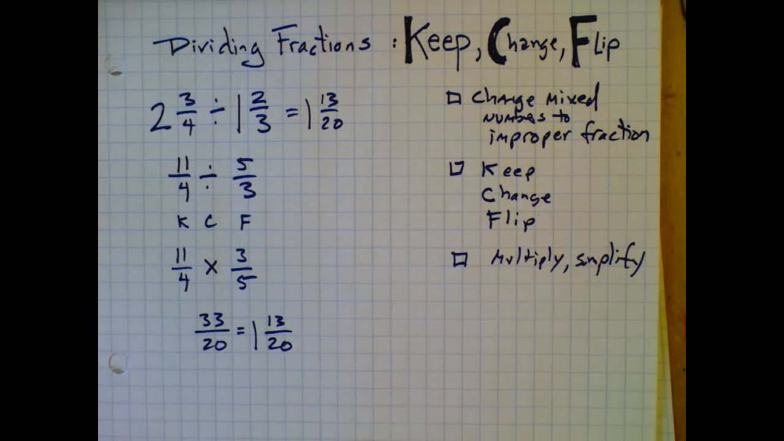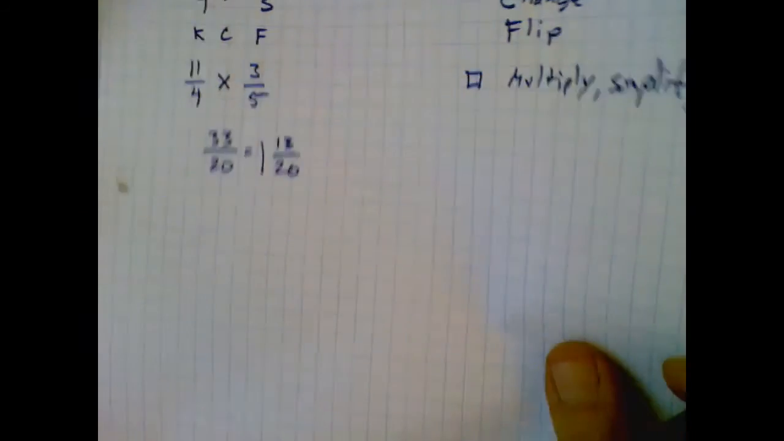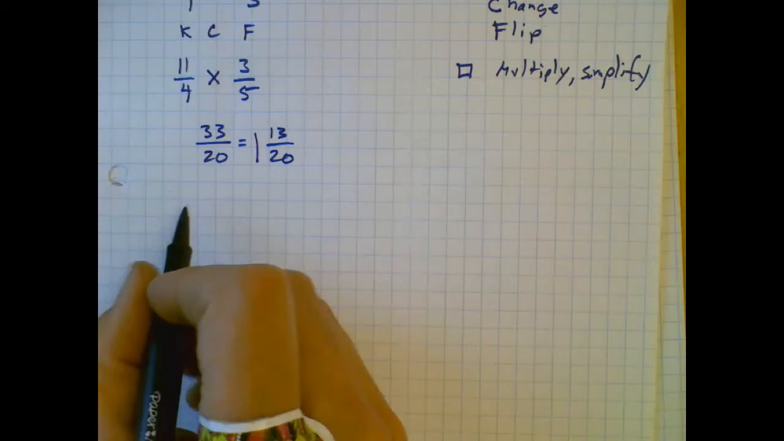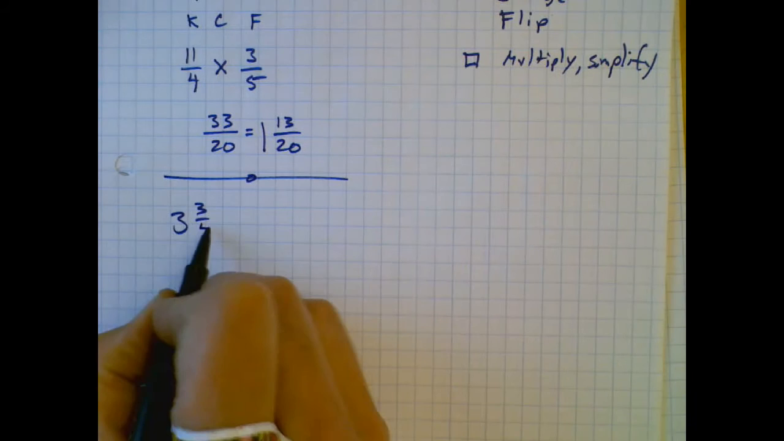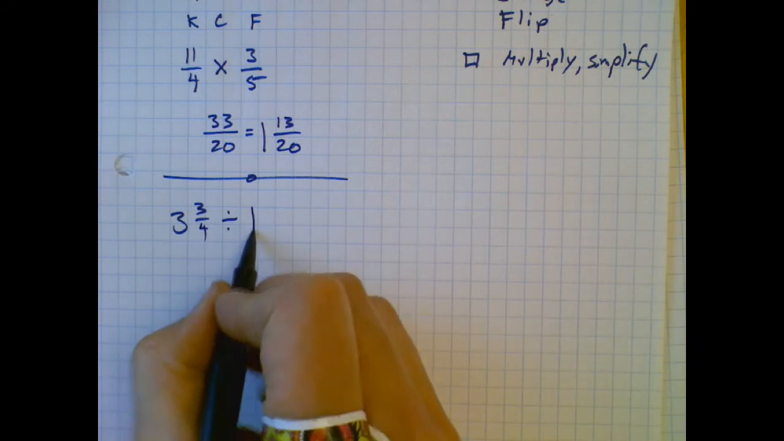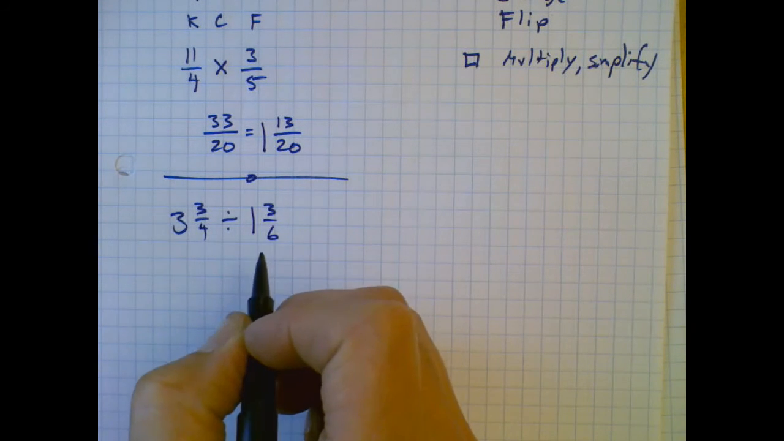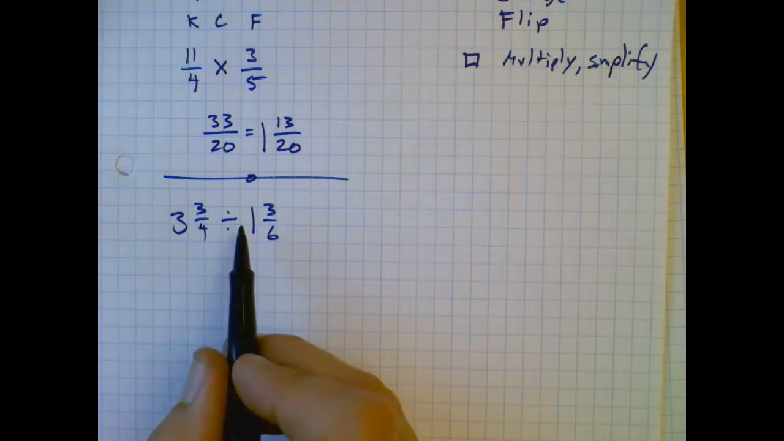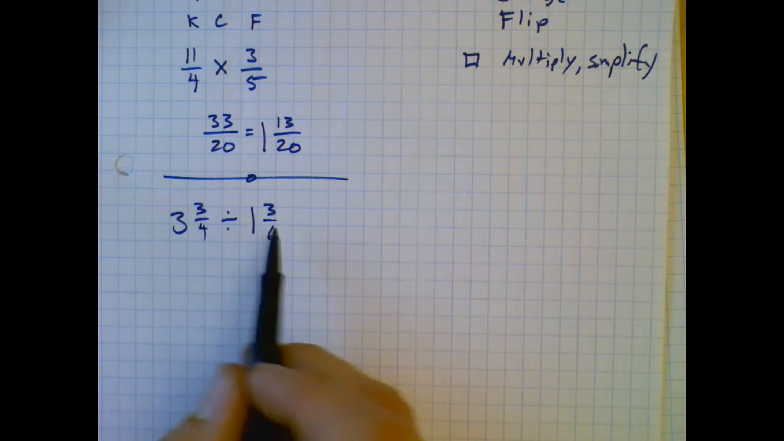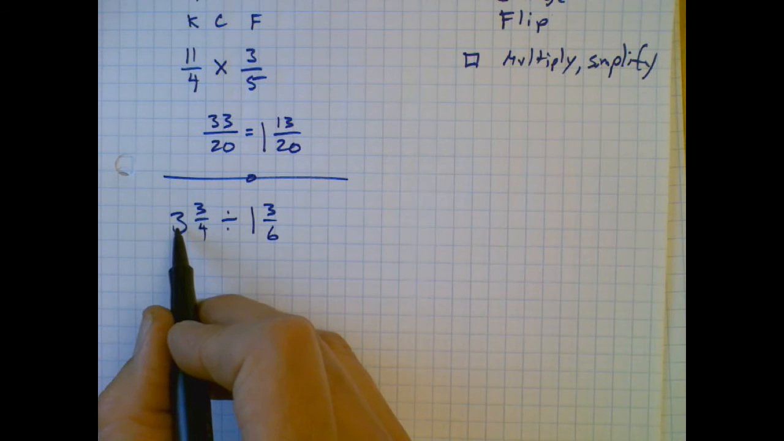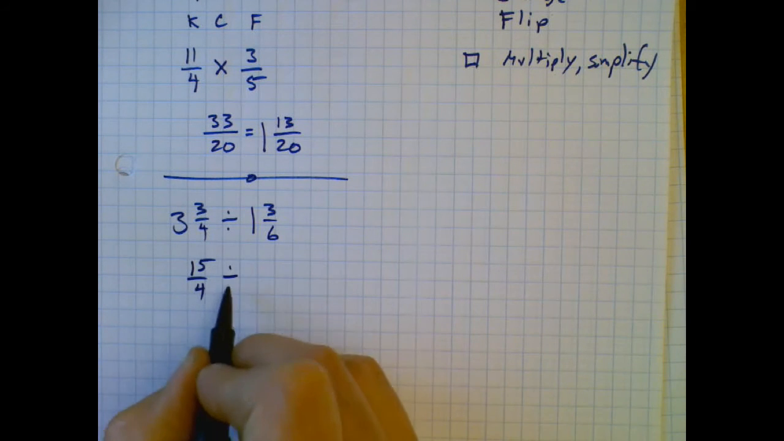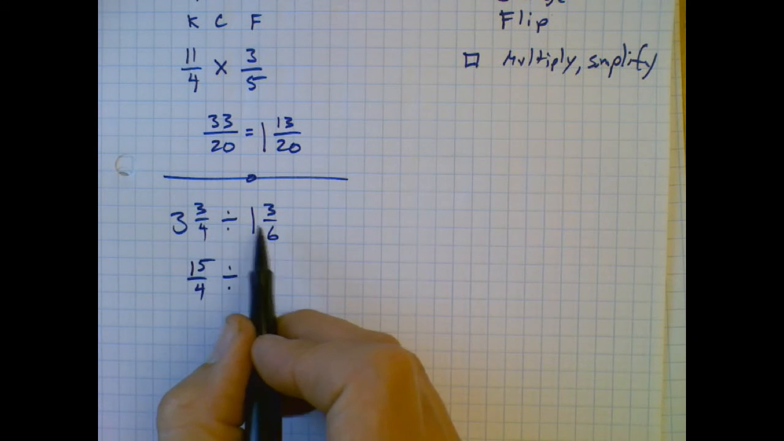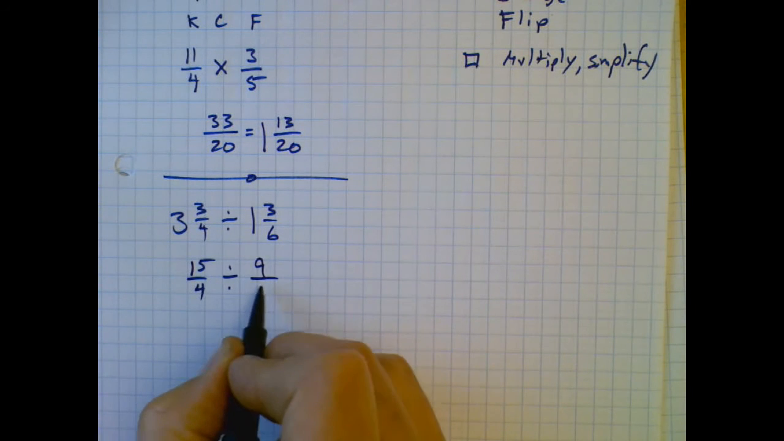Let's do one more. This time let's do 3 3/4 divided by 1 3/6. Okay, step 1. Change mixed numbers to improper fractions. 4 times 3 is 12, plus 3 is 15, so this becomes 15/4, divided by 6 times 1 is 6, plus 3 is 9, 9/6.